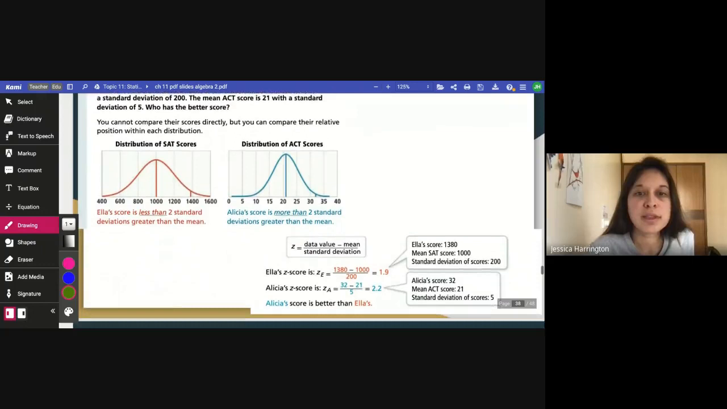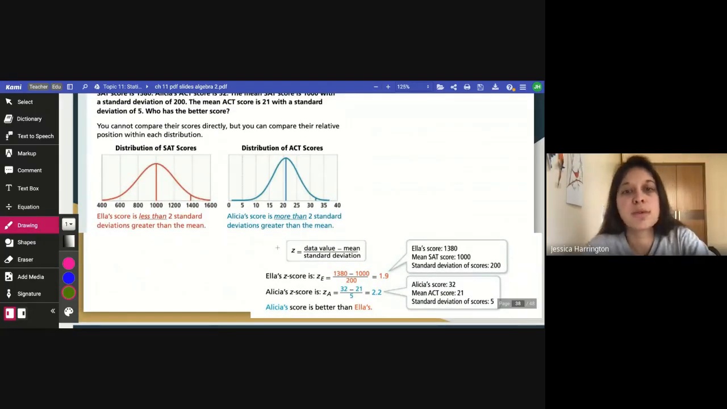So the quick way to do this is to find their z-scores. Here's the formula. For Ella, she got a 1380 on her SAT. Take away the mean, divide by the standard deviation. So she scored 1.9 standard deviations above the mean. Alicia got a 32. Take away the mean, divide by the standard deviation of 5. That comes out to be 2.2. So she scored 2.2 standard deviations above the mean. Just looking at those, you can say Alicia's score is better than Ella's because she was in a higher percentile, more in the upper part of that normally distributed graph.